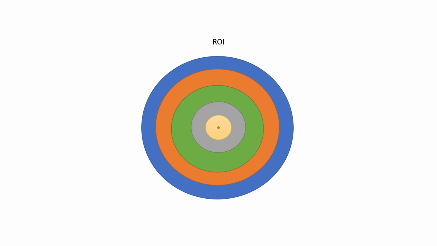The yellow circle is the average value from the area closest to the center of the ROI, moving all the way to the blue area, which contains the average value from the area closest to the outer edge of the ROI. To calculate these values, we sample the ROI with projected rays in every direction. The end result produces a curve.